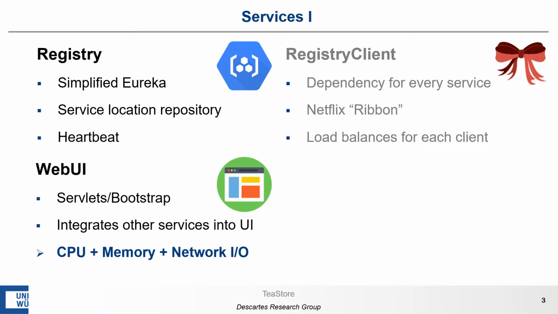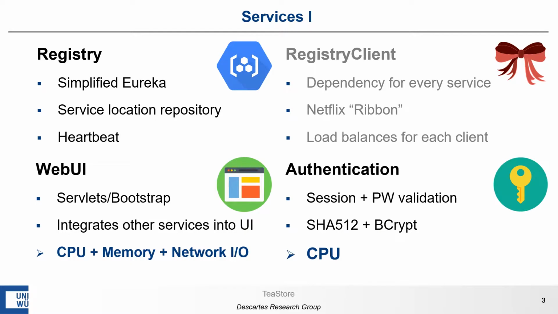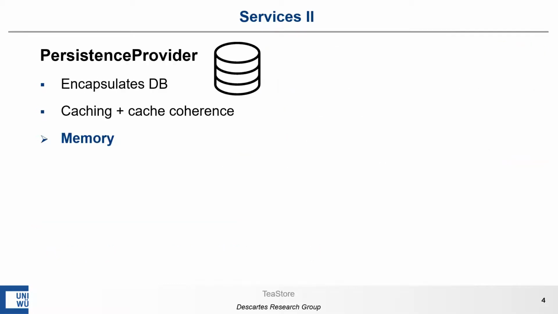The web UI serves the front end, integrates the other services into the UI, and features load on different resources. The authentication service handles user authentication and session validation using bcrypt and SHA-512. It provides a heavy CPU load.